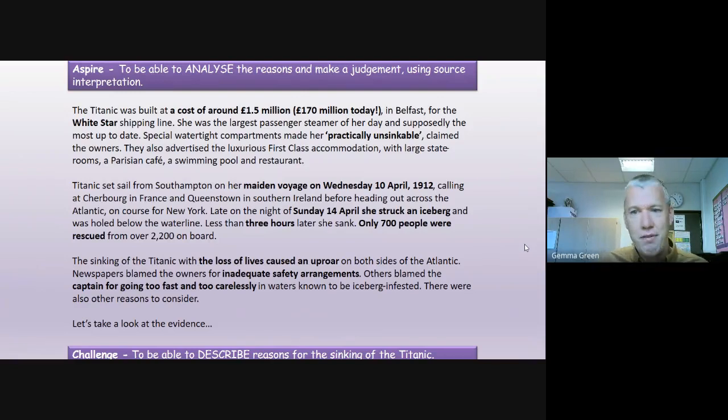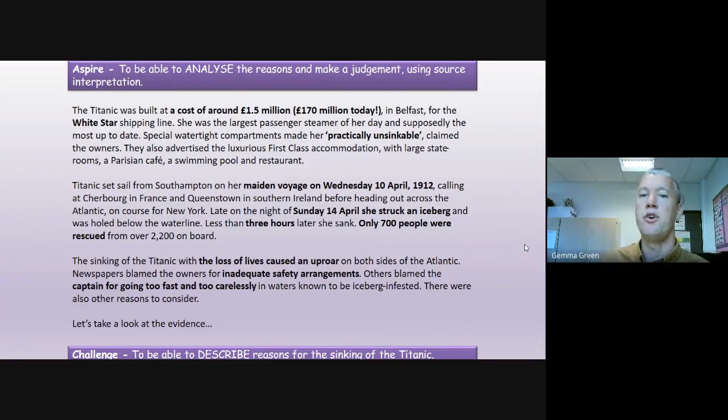So that's why it cost so much money, because everything about it was state of the art, and that's what made it so impressive, and that's why we remember it, not only because of the disaster, but because it was such a big deal back then. Special watertight compartments made her practically unsinkable, claimed the owners. So they designed it so that if it was to crash or knock into something or had an accident, it was designed not to sink, or so the owners thought.